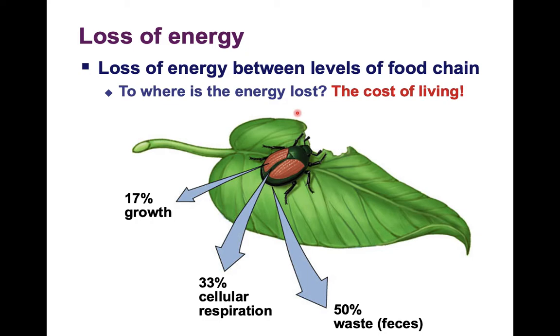So what is happening to the energy as we move up these food pyramids? So these food pyramids are showing that feeding relationship between the levels of organisms. So there is a loss of energy between levels of the food chain. And where is the energy lost? Well, energy has to be expended in some way, right? That is known as the cost of living. So energy needs to be used for growth. Energy needs to be used for cellular respiration, and most of the energy here is lost in the form of waste or feces. Okay, so that's what it costs to live, right? So there is a loss of energy.